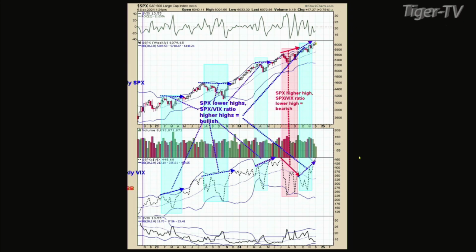Now the bottom window is the VIX. Next window up is the SPX-VIX ratio. And the next window above that is the weekly SPX. So this is a weekly indicator.